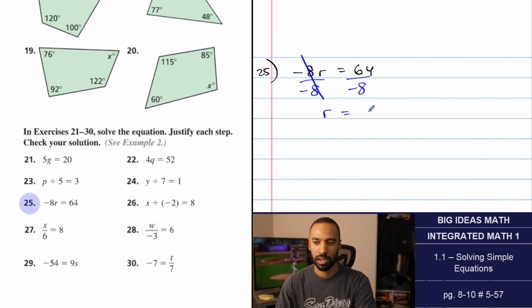And 64 divided by negative 8. 64 to 8 is 8. And positive divided by negative is negative. R equals negative 8.